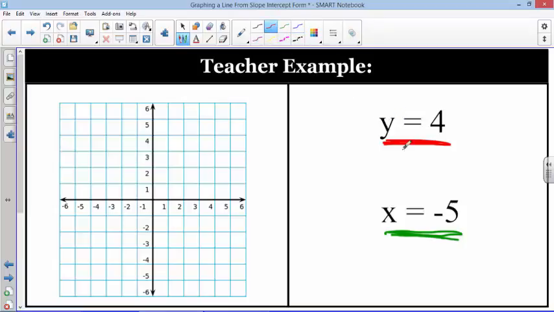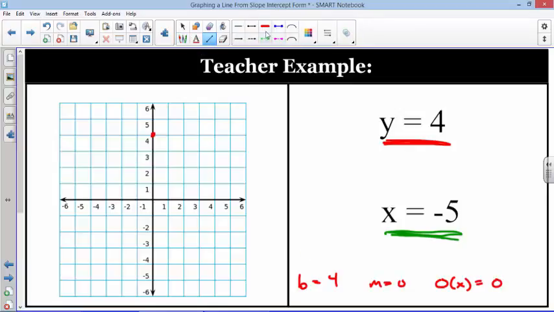So this first one, y equals 4, this is like saying our b equals 4. We're going to start our y-intercept at positive 4. And since we have no mx, or if we did have an mx where m is equal to 0, we would have 0 times x, which would give us a 0 slope.